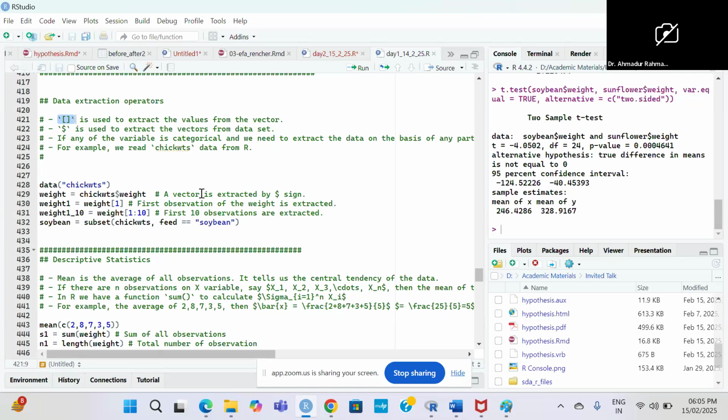And the second one is the dollar operator. Normally, dollar is used to extract a vector from a data set. Suppose yesterday we discussed a data frame, and that data frame contains 2 or 3 variables. If we want to select one of the variables from that data frame, we may use this dollar operator.